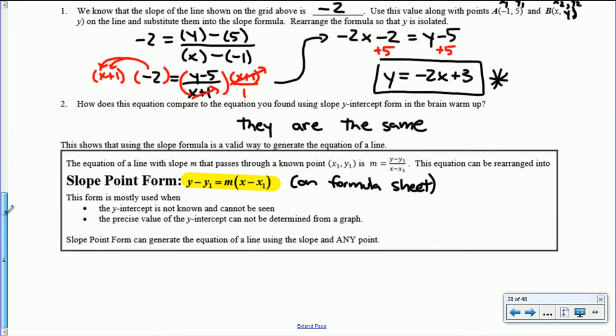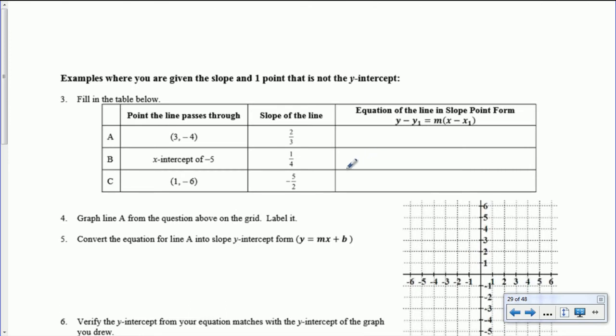So this form is mostly used when the y-intercept is not known and cannot be seen, or the precise value of the y-intercept cannot be determined from the graph. So it can generate the equation of a line using the slope and any point. That is a definite strength, whereas with y equals mx plus b, we were restricted to just the y-intercept. So we can't really use that for as many situations as we can with this equation. Okay, so let's try a few more examples.